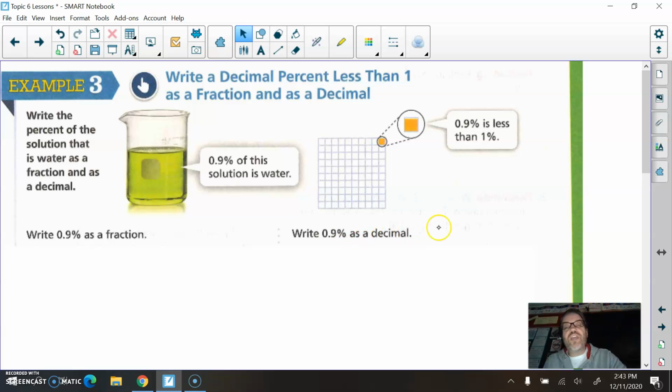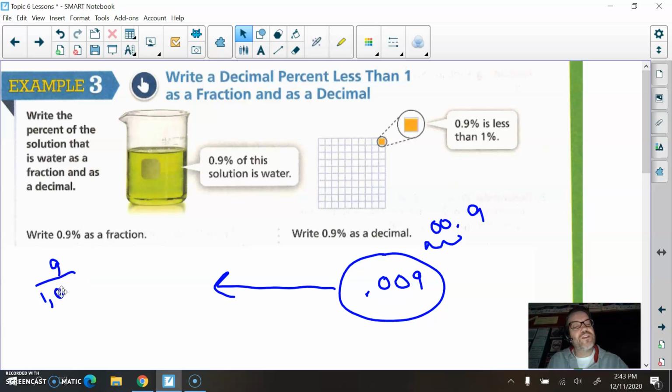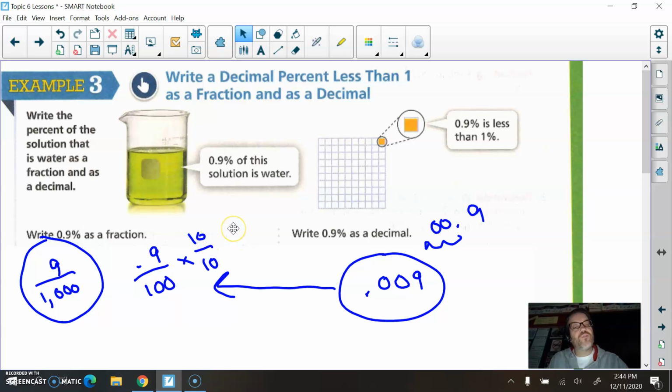As a decimal, just take your 0.9, move that decimal point left 2 spaces, and we get 0.009. Honestly, once you have the decimal, you could go from the decimal into a fractional form if you recognize what place the 9 is in. I said 0.009, but shouldn't I really read this 9 thousandths because it's in the thousandths place? I can. And then I just have 9 over 1,000 for my fraction. Isn't that nice? Or you could write 0.9 over 100 because percent means per 100, and then just multiply these both by 10, which would give you 9 over 1,000 as well.